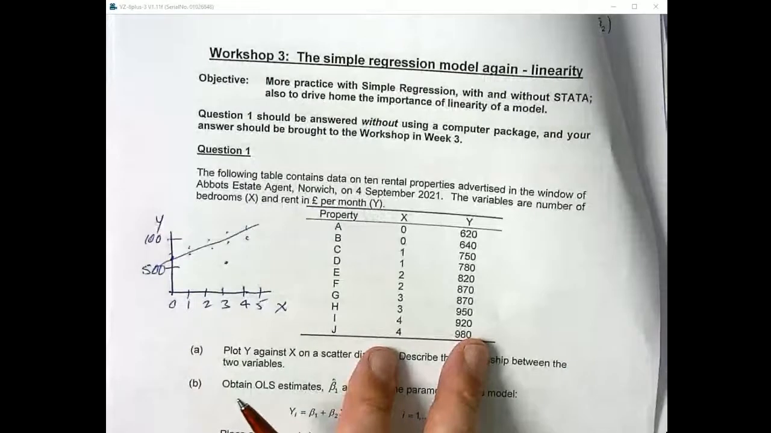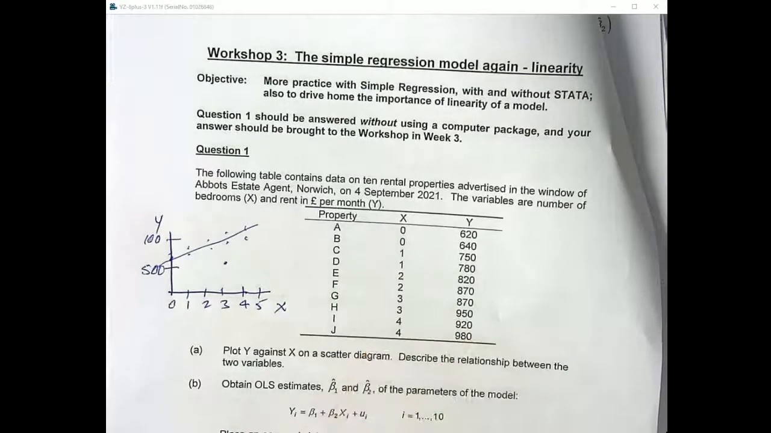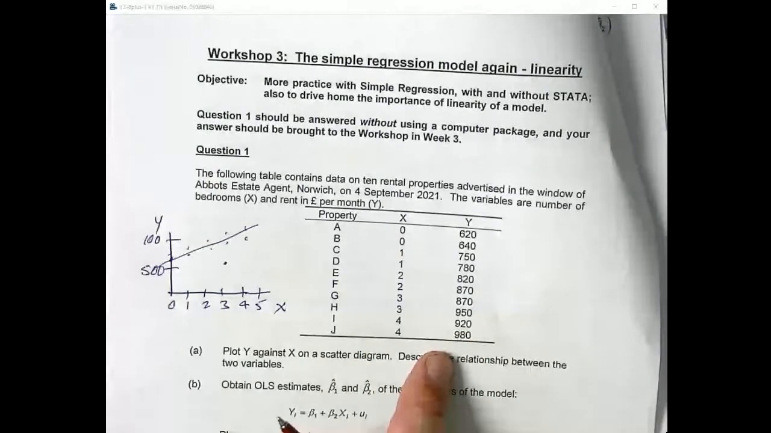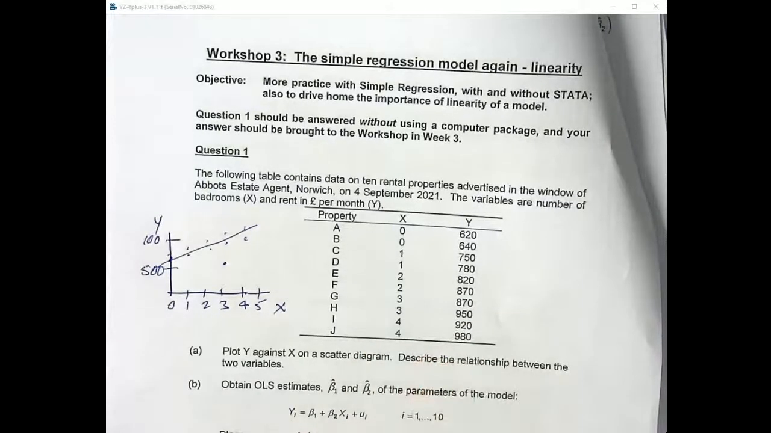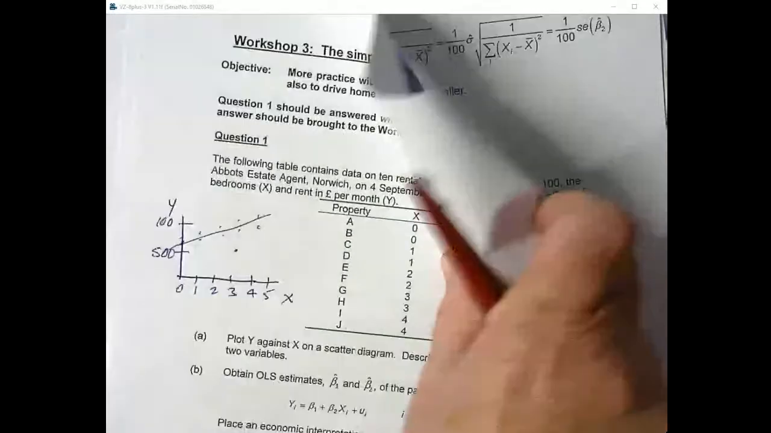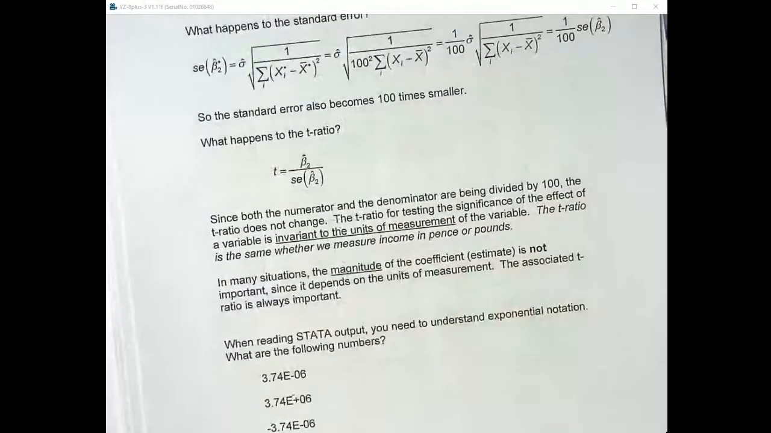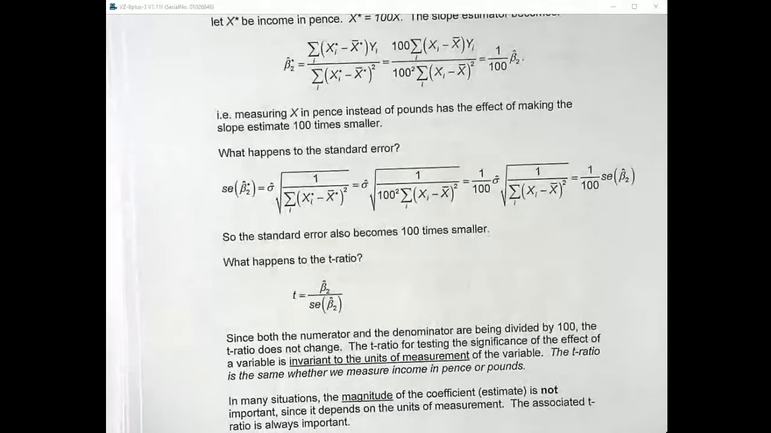Do your best with it, and we'll compare answers on Friday, and we'll do it in Stata as well. And we'll compare the Stata answers with the answers that you get using a calculator. That's workshop week 3. Okay, now I'm going to get on with the lecture.